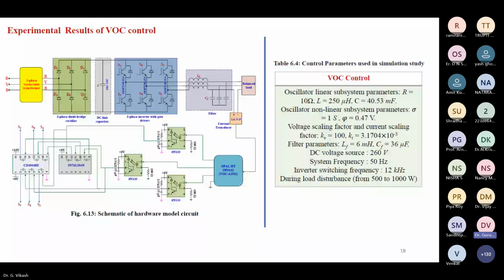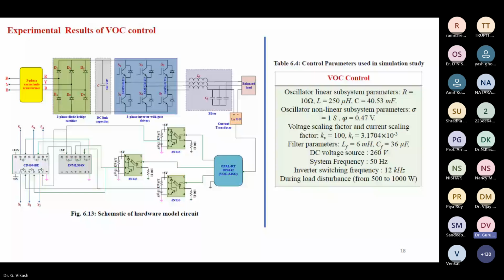But here I have used the OPLRT as just a simple controller. This controller is nothing but VOC. In the OPLRT, I have dumped the dynamics of the VOC. The OPLRT has some analog inputs and some PWM outputs. So for inverter control, we need pulse width modulation signals, and the feedback is current.